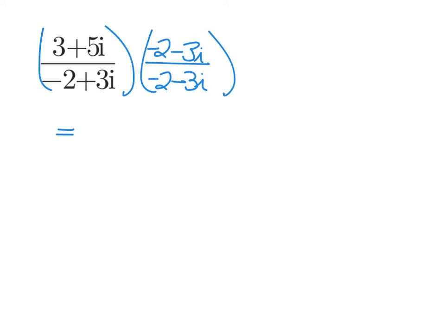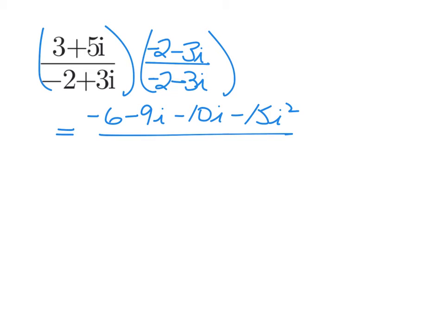Now, when we just multiply straight across, we're going to have to FOIL the numerator, getting negative 6 minus 9i minus 10i minus 15i squared. In the denominator, we'll have the difference of squares, so negative 2 times negative 2 is 4, and the 3i times negative 3i is negative 9i squared.